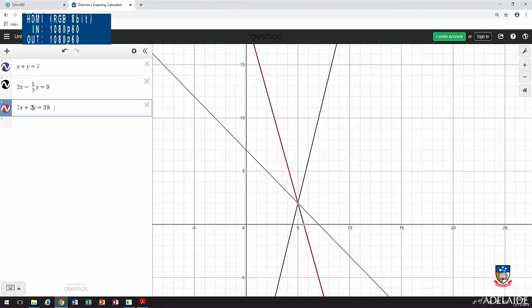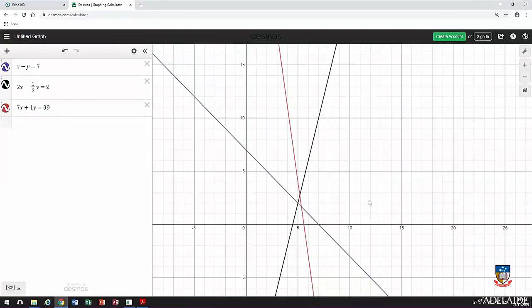If k is 2, yes, they all pass through this point just here, which is the point 5, 2. And if k was like 1, well, then they don't all pass through the same point at the same time. Like the red one and the black one meet here, and the red one and the purple one meet here, and the black one and the purple one meet here, but there is no point that's in all three at the same time.